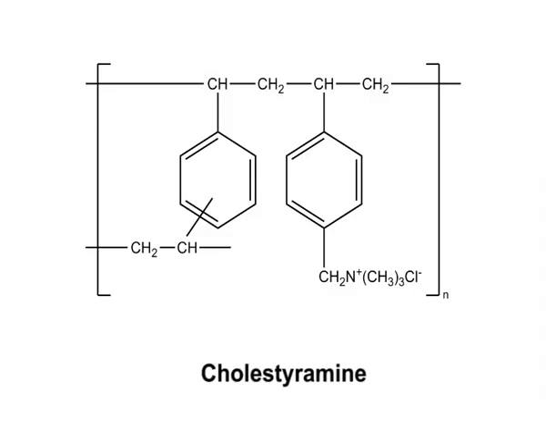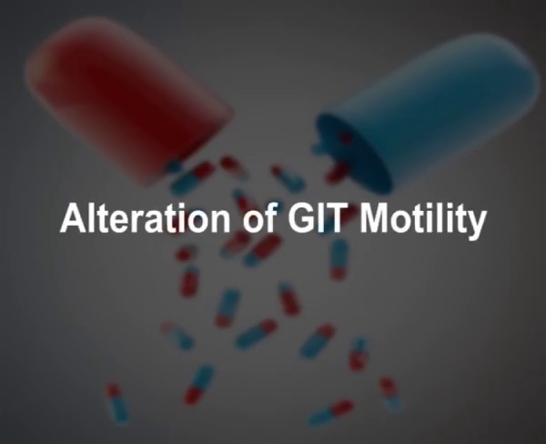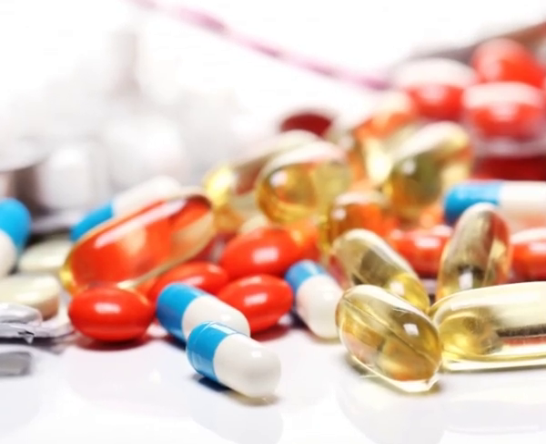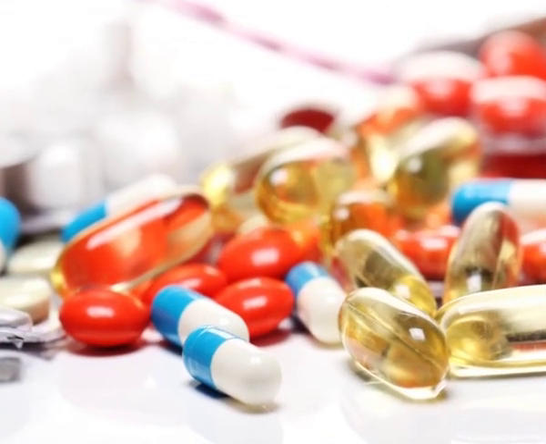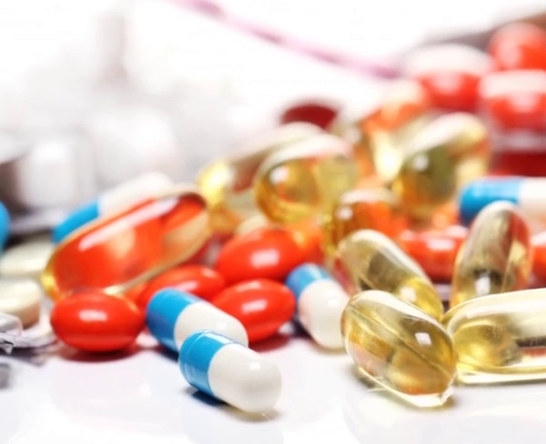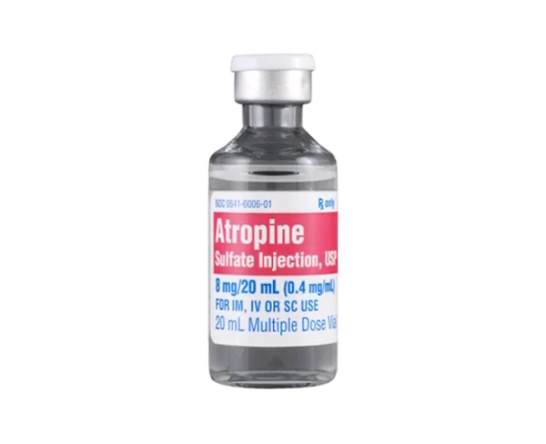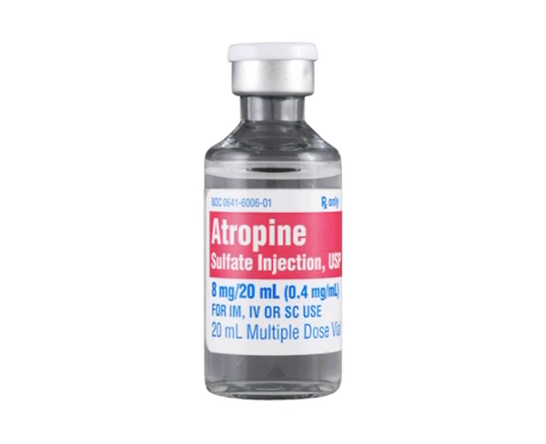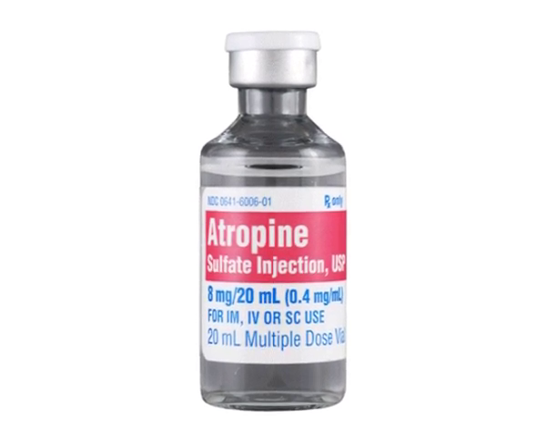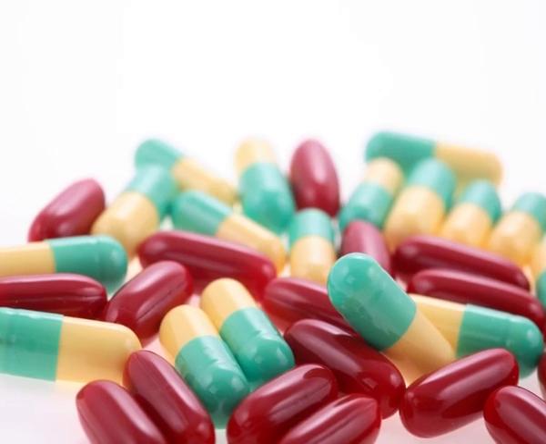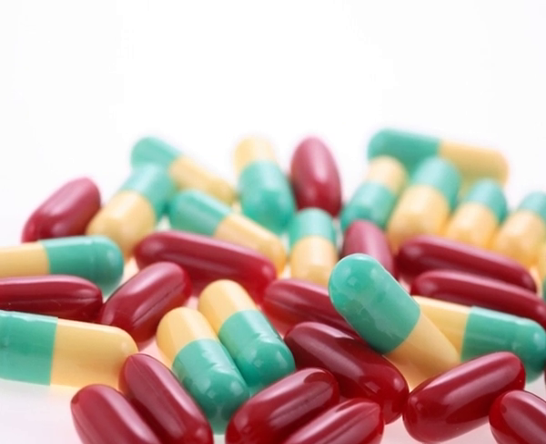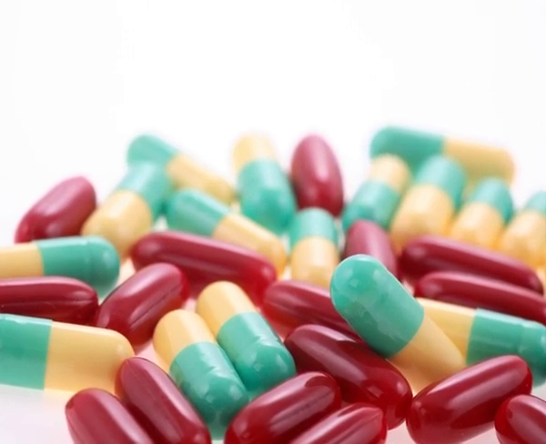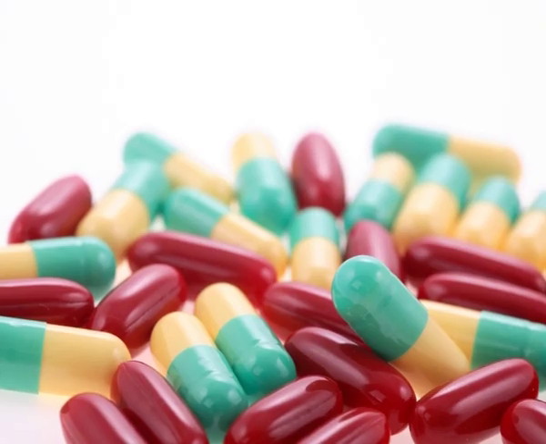Cholestyramine interferes with absorption of digoxin, warfarin and thyroxine. B. Alteration of GIT motility. Purgatives decrease absorption of antidepressants and anticholinergic drugs like atropine, which decreases gastric emptying and delays absorption. Prokinetics, for example metoclopramide, increase gastric emptying and absorption.